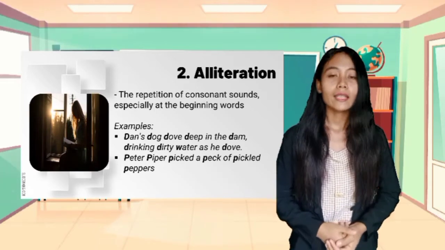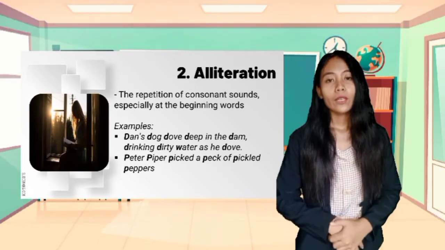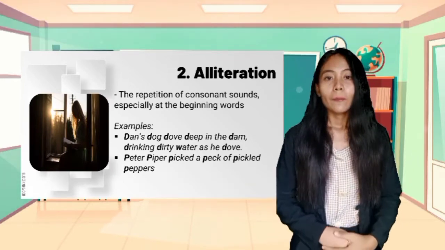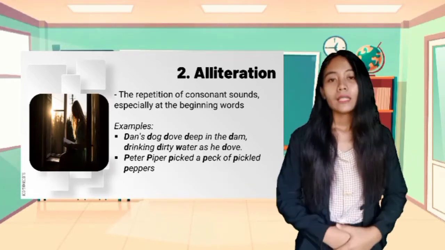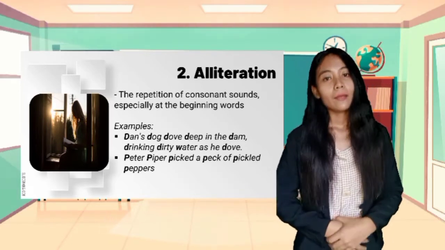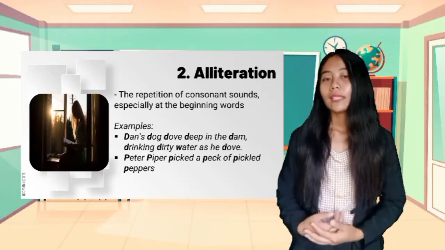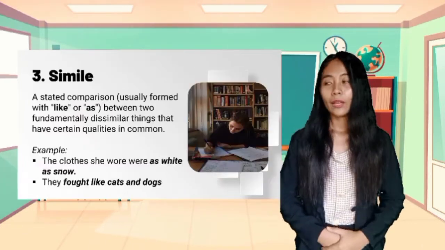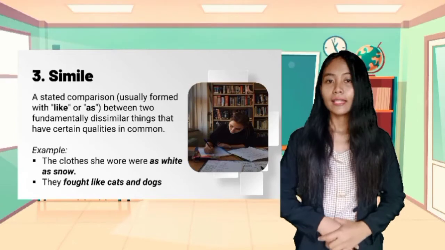Therefore, it's an alliteration. Moving on to one of the examples of tongue twisters, which is "Peter Piper picked a peck of pickled peppers." The consonant sound P is repeated in the successive words in the same sentence. So that's alliteration. The third one is the simile.